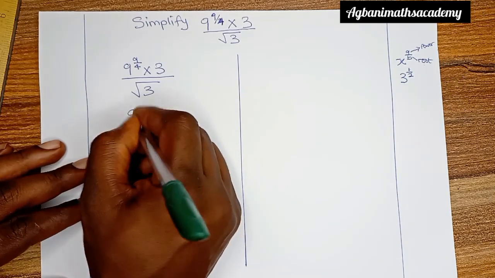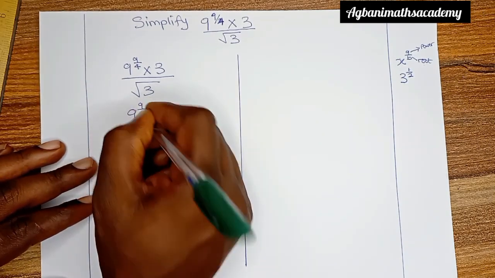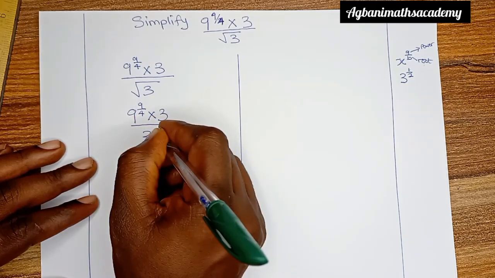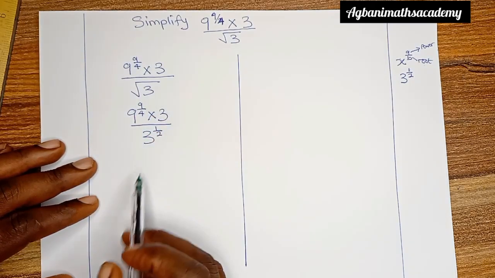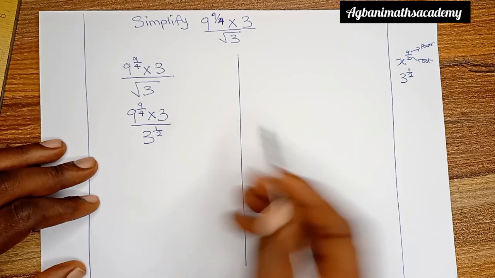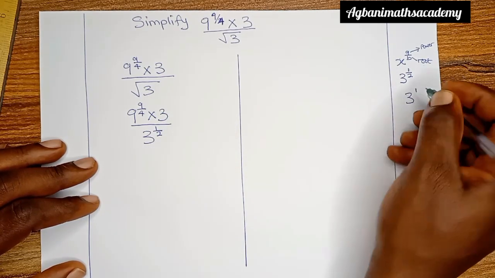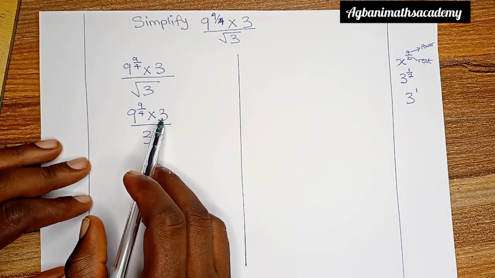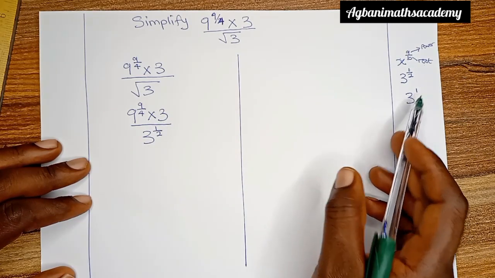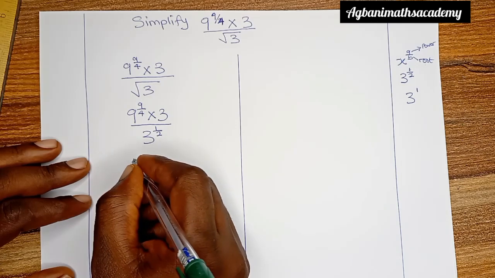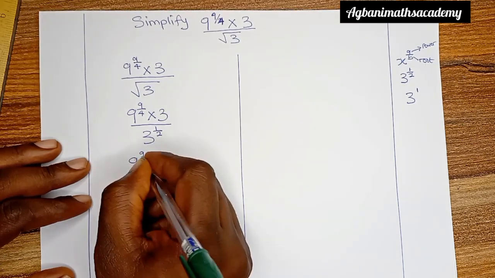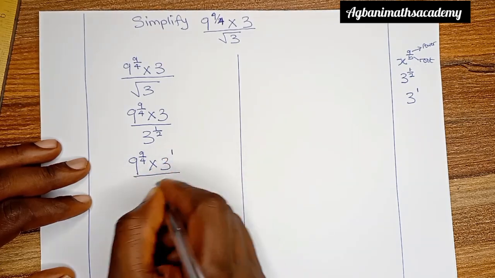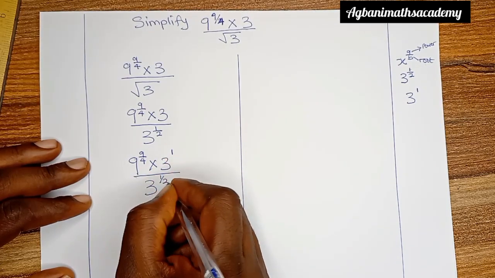So we have 9 raised to the power 9 all over 4 multiplied by 3 all over 3 raised to the power 1 all over 2. However, 3 is the same thing as 3 raised to the power 1. Any number raised to the power 1 is that number. So we can replace just having 3 here to write 3 raised to the power 1. So let's introduce that. So we have 9 raised to the power 9 all over 4 multiplied by 3 raised to the power 1 all over 3 raised to the power 1 all over 2.